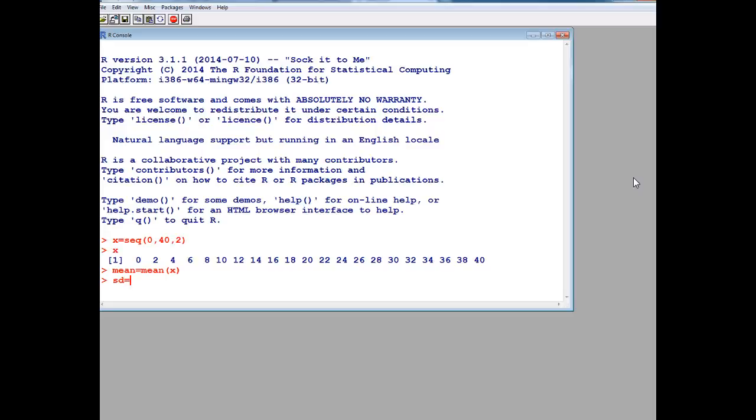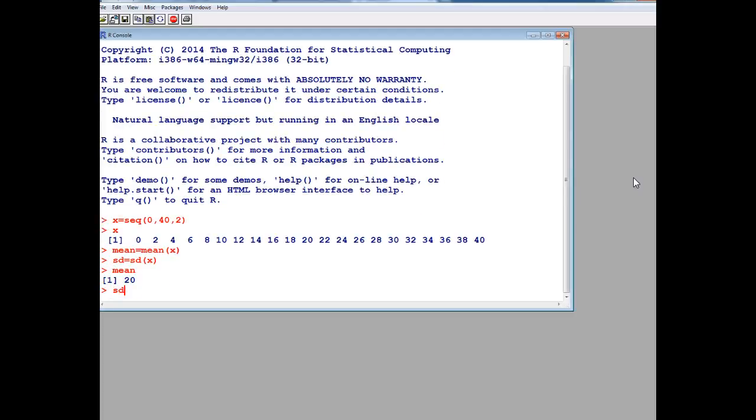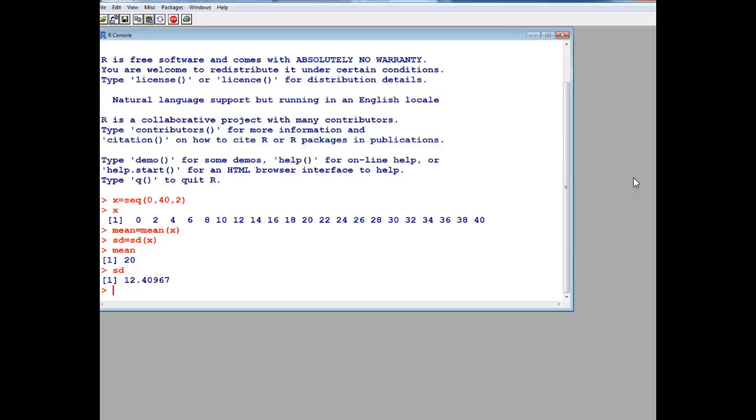Okay, and then calculate the standard deviation and call it SD. How do you calculate the standard deviation? SD, right? Okay, let's see what they are. Unfortunately the mean, I guess that's about right. Standard deviation is pretty big, actually, but okay, that's what we have.